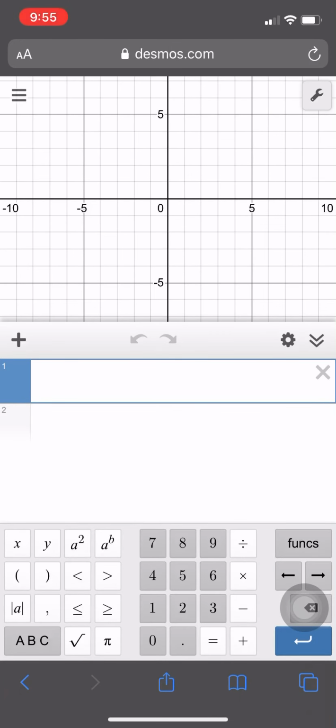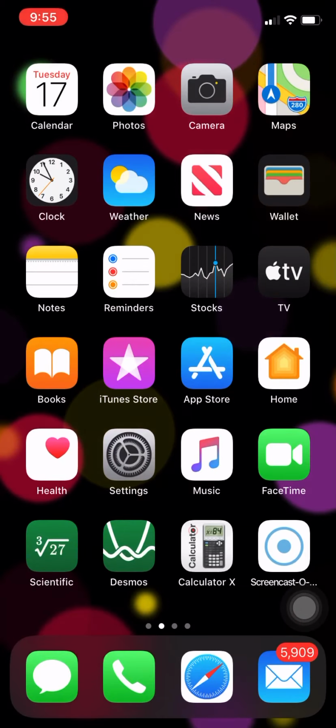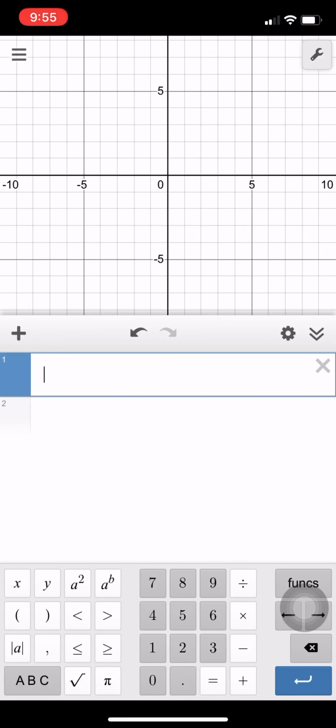It works on your phone, your laptop, and tablets. Either way, it'll all be the same thing. Once you open the app and you are trying to graph an equation, you want to put in the equation that you're trying to graph. So let's say I want to graph y equals x squared. You always have to start with y equals, otherwise it won't graph it for you.